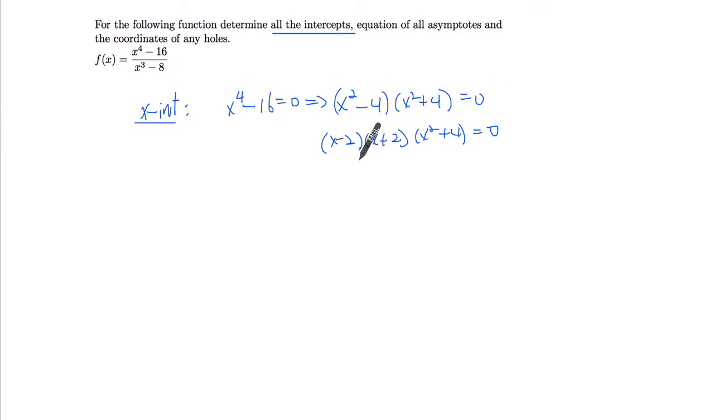Okay, so from that, we get x-intercept potentially 2 or negative 2, provided that we don't have the same factor x plus 2, x minus 2 at the bottom. So let's factor the bottom. Right, so let's actually write the factor form right here.